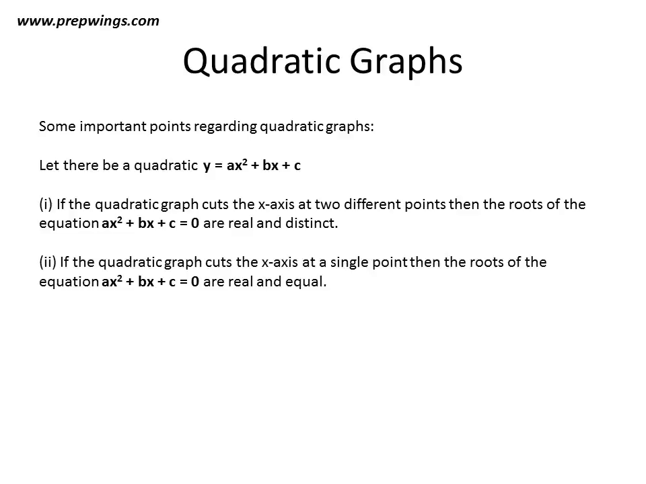So that is why the roots of this equation will be real and distinct. Now if the quadratic graph cuts the x-axis at a single point, then ax square plus bx plus c is equal to 0 will have only one root, which is basically the roots will then be real and equal, because there's only one x coordinate for which the y coordinate is 0. So the roots of this equation ax square plus bx plus c is equal to 0 will be real and equal.